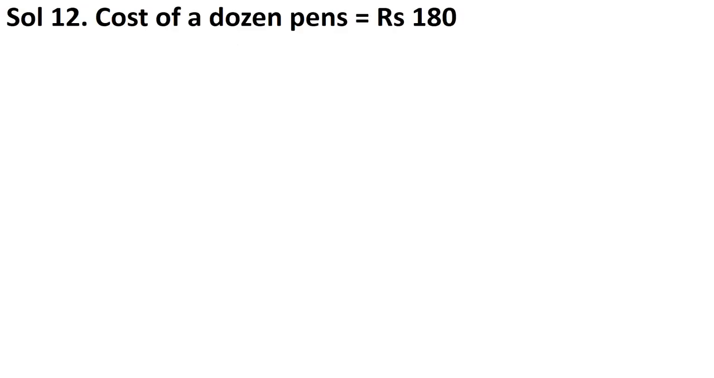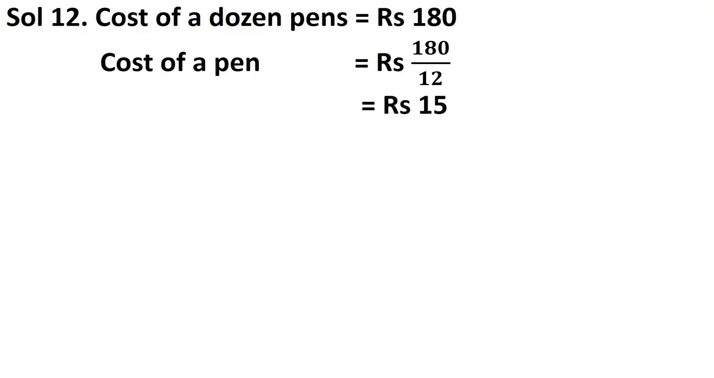Now see, next question I have done. It is question number 12. Other questions are the same, so I think you can do them easily. Cost of a dozen pens is rupees 180. It is given. Cost of a pen, because we have to find out the ratio between the cost of a pen and a ball pen. A means 1. So here we will find out the cost of one pen. And a dozen means 12. So cost of a pen is rupees 180 upon 12, which is equal to rupees 15.